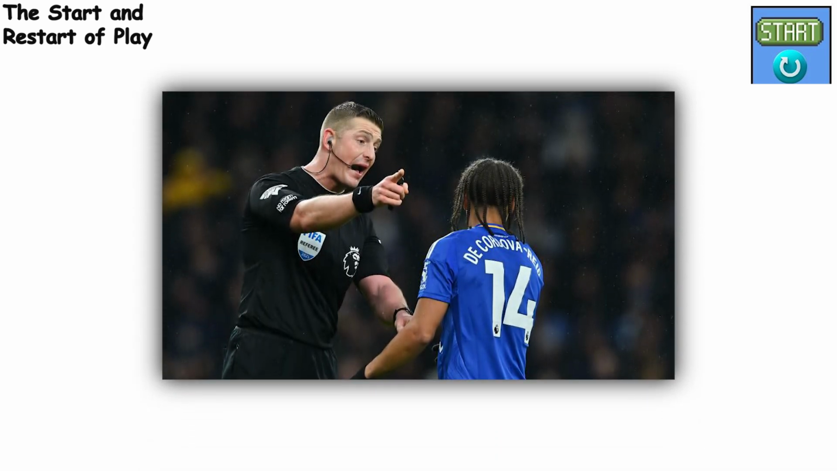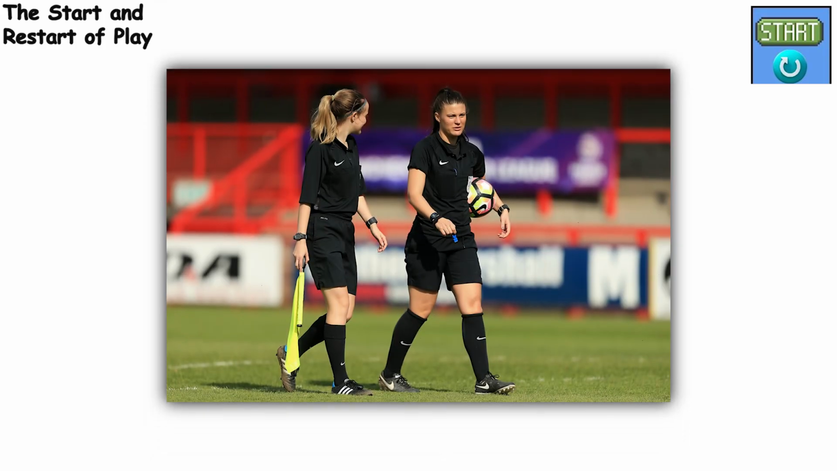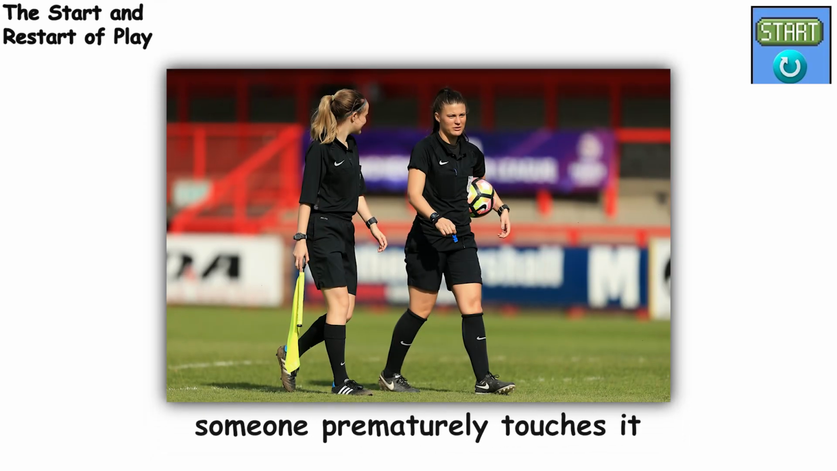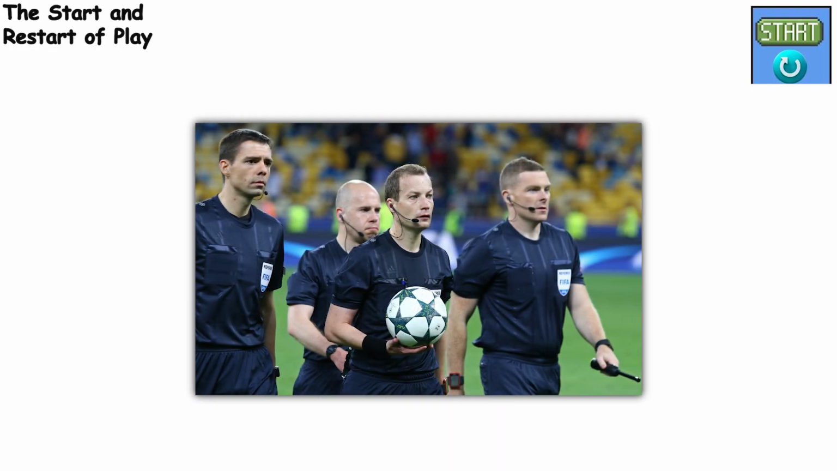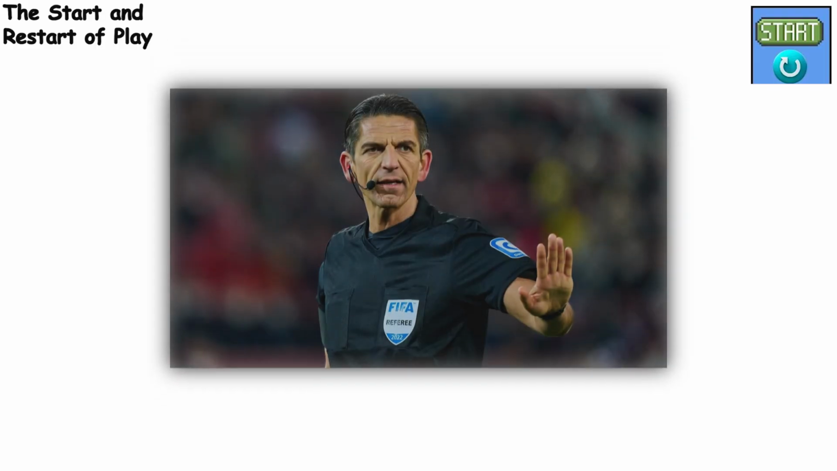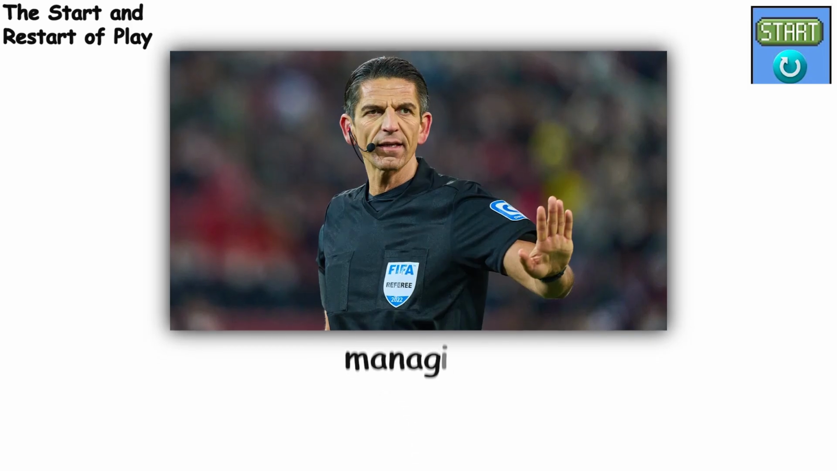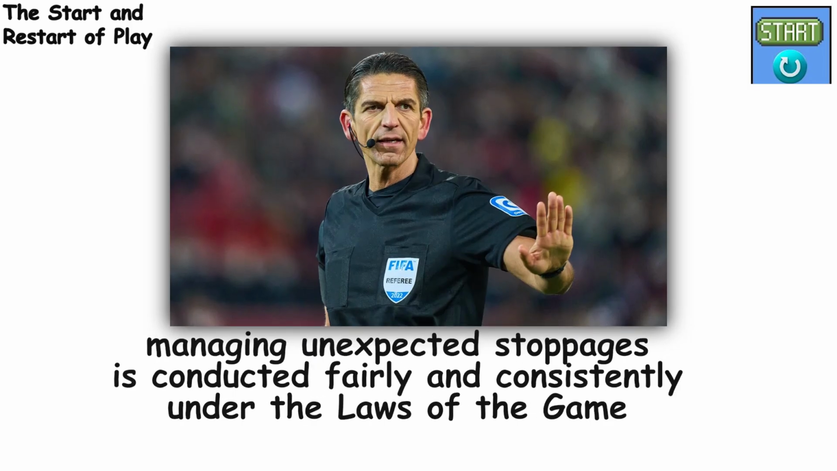All other players must stay 4 meters away until the ball touches the ground, at which point play resumes. If the ball leaves the field before touching the ground, or if someone prematurely touches it, the drop is retaken. These procedures ensure every match restart, whether starting a half, resuming after a goal, or managing unexpected stoppages, is conducted fairly and consistently under the laws of the game.